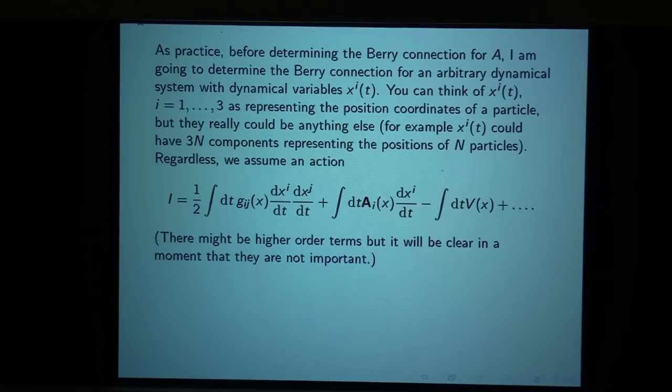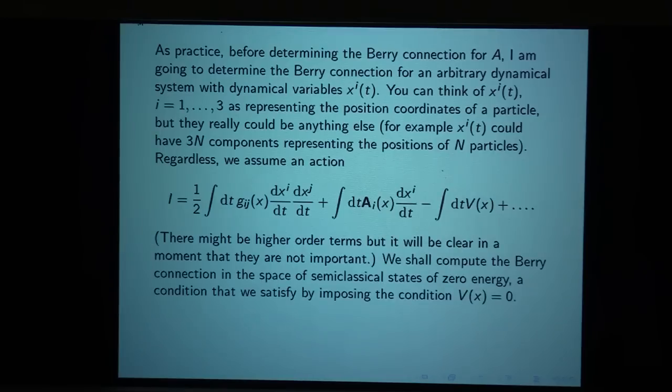So since I used straight A for the electromagnetic potential and curly A for the Berry connection, I've used a bold-faced A for this one. And then there's a potential energy, a kinetic energy, an interaction with bold-face A, and there might be other terms with more derivatives. But it will be clear in a moment they're not important.